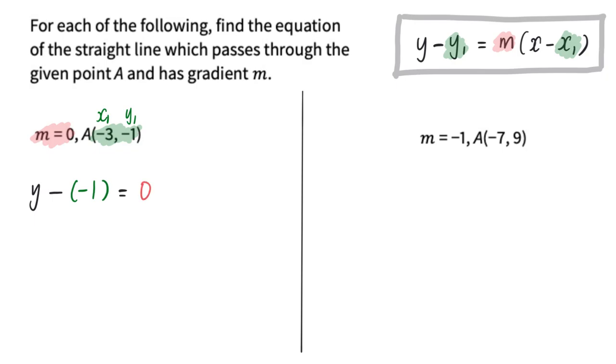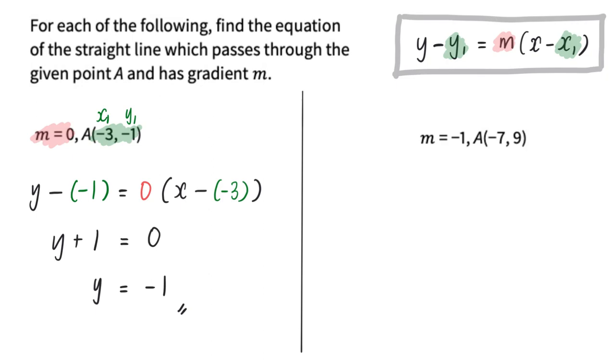So 0 multiplied by x minus negative 3, close bracket. And therefore, for this case, you will see that y minus negative 1 will be y plus 1. 0 times anything will be equal to 0. So therefore, final answer, y equals negative 1. This will be the equation of this particular line here.